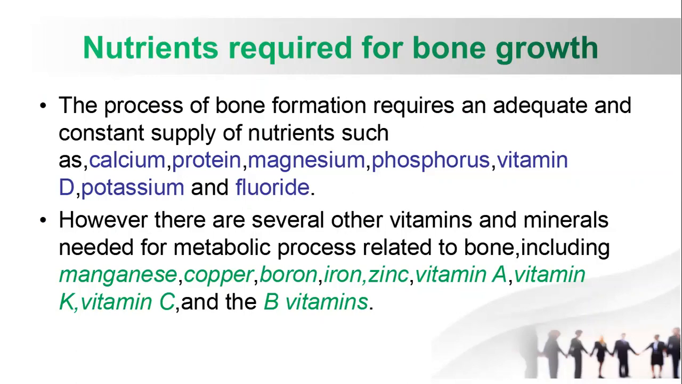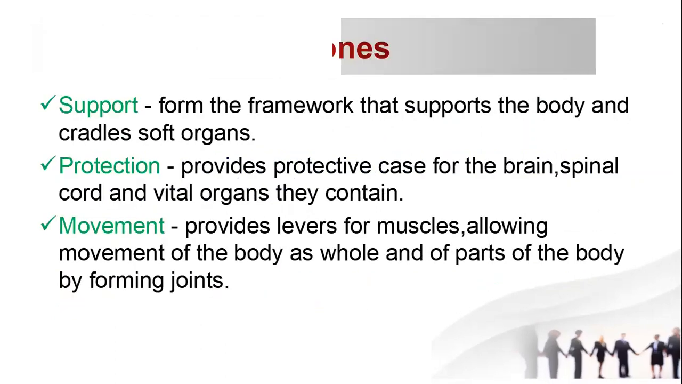However, there are several other vitamins and minerals needed for metabolic processes related to bone. They include manganese, copper, boron, iron, zinc, vitamin A, vitamin K, vitamin C, and finally vitamin B. Those are the nutrients very essential during the development and growth of all bones. If you are missing such vitamins in your diet, you should try as much as possible to add them so that you can achieve normal bone growth.